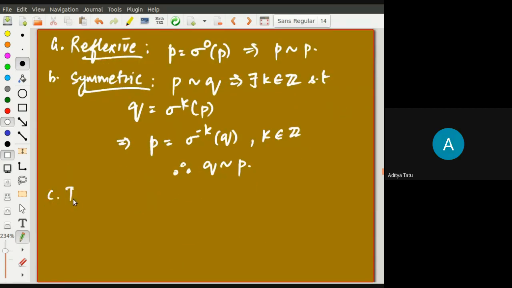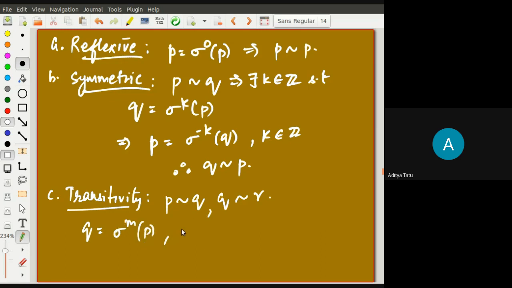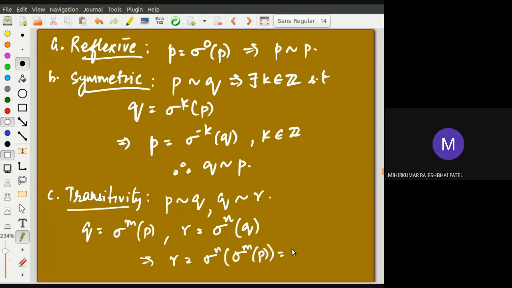Transitivity. P is related to Q, Q is related to R. Q is sigma to the power of some M times P, and R is sigma to the power n times Q. Then R is sigma to the power m plus n of P. Therefore, P is related to R.